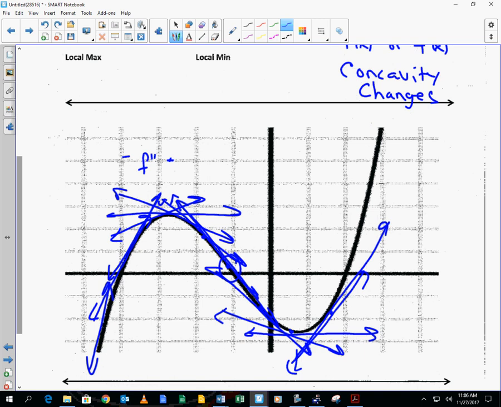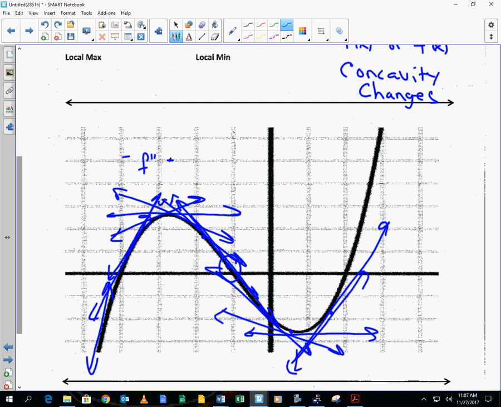So if I dumped it right here, would it shed water or hold water? It would shed water. So we say that it's concave down. If I dumped water right here, would it shed water or hold water? Hold water, so we say right here it's concave up. Okay? In other words, think about this.